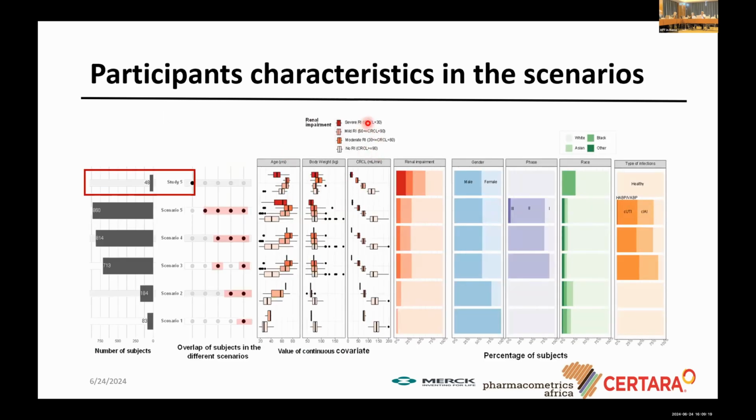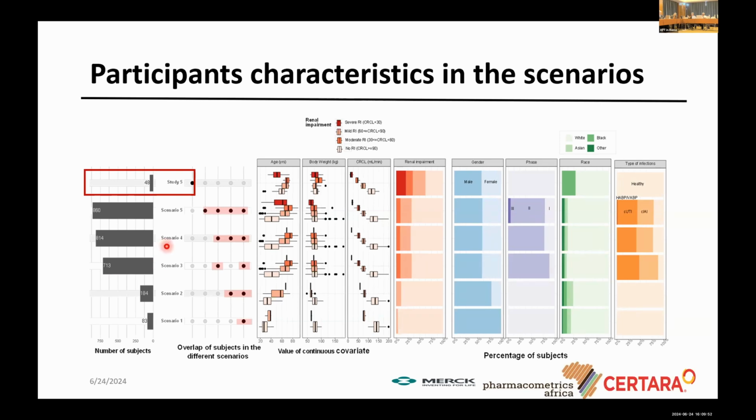This slide shows important demographic characteristics of the participants, and I'll take a little bit of time to explain them. In study 5, there were only 48 participants, 30 having renal impairment and 18 healthy controls. For scenario 1, we only had 1 study with 83 participants. Scenario 2 comprised all the phase 1 studies, making a total of 184 participants. For scenario 3, we added the 2 phase 2 studies to scenario 1, which comprised 730 participants.